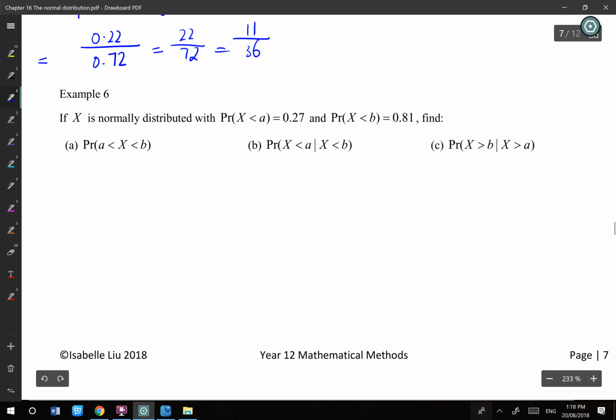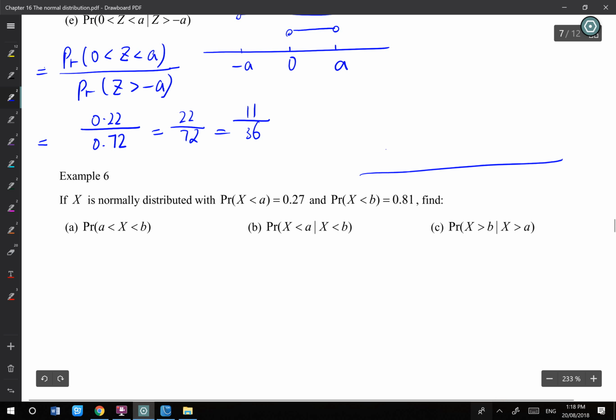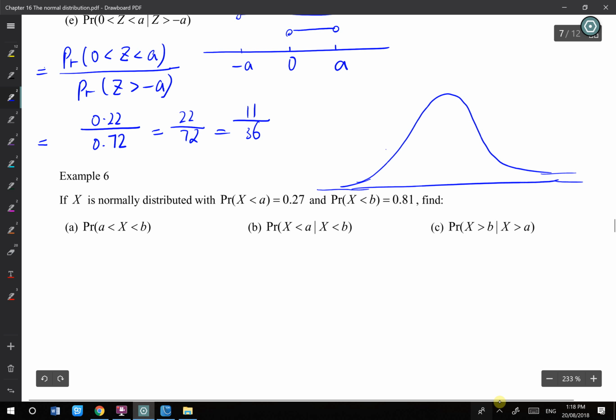X is a normal distribution with X less than 8. Well, it's not a standardized normal distribution anymore. It's just a regular normal distribution. The normal distribution just looks like this, and have mu here. Well, I don't know what the mu is, but mu is somewhere. X less than A is 0.27. Should my A be on the left hand side of mu or right hand side of mu? Left hand side, because it wants to reach the 0.27.